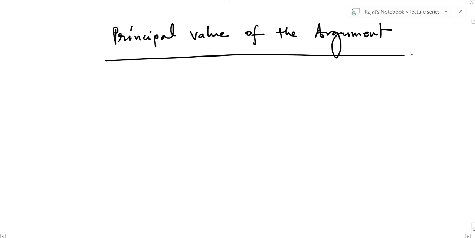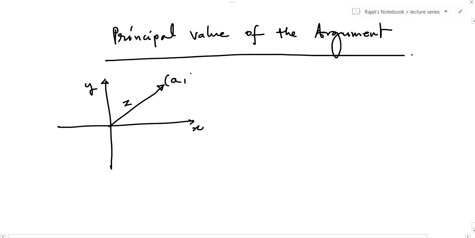In the previous lecture I told you that the argument of a complex number is nothing but the angle that the complex number makes with the positive direction of the x-axis, taken anti-clockwise on the Argand plane. Suppose there is a complex number z. This is the x-axis, y-axis, and this point is (a, b). So z is equal to a plus ib, and I'm asking you the argument of the complex number. You can say that the argument is this angle theta that you're making with the positive direction of the x-axis.